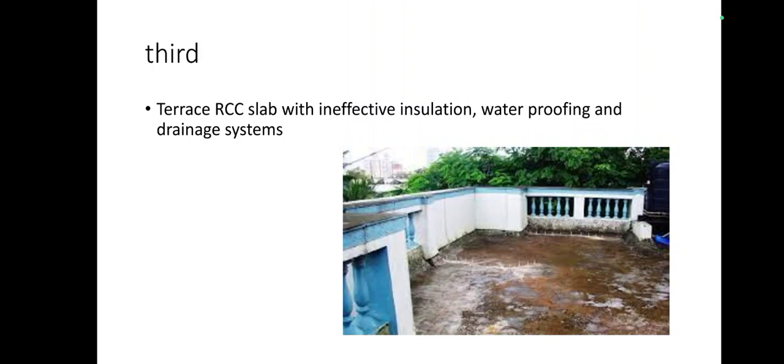So check whether the terrace is properly insulated, waterproofed, and also drained. Drainage is also an important thing. The slope provided should be adequate to carry away the rainwater stagnating on the terrace. If the area is more than 600 square feet, we have to provide two drainage locations from the terrace.